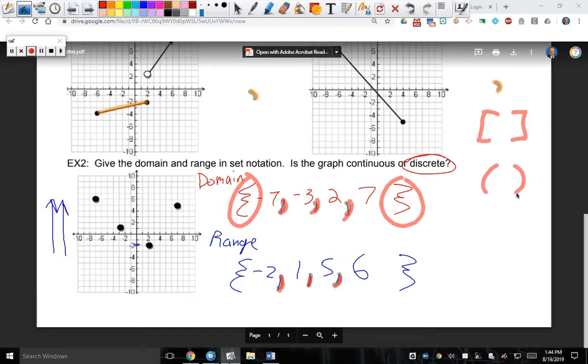And then that's it. I mean, other than listing in interval notation versus algebraic notation. That's it for notes. Any questions before we move on to the homework? Okay, so let's go ahead and go to the homework.